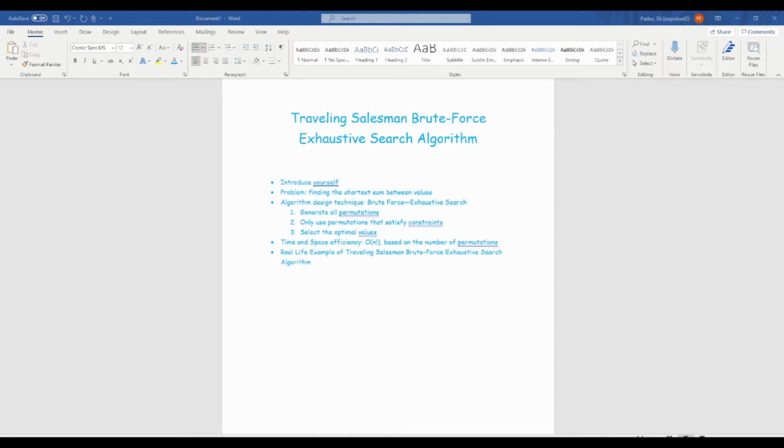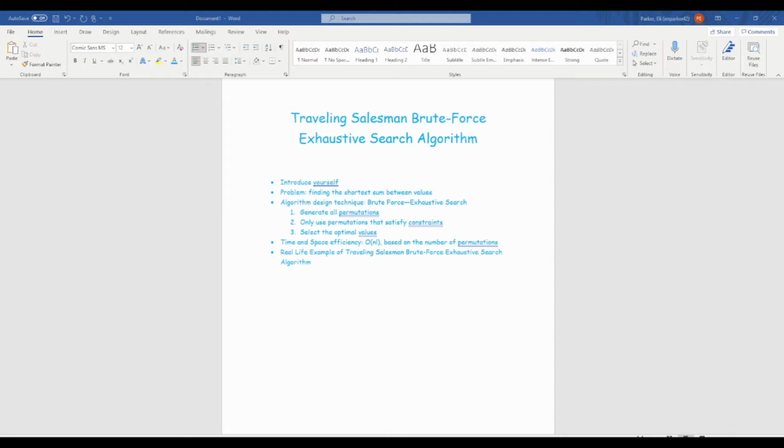The problem that this algorithm solves is finding the shortest sum between values. Like if you're taking a trip to different cities, say you start at one point and you want to find the shortest distance through three cities and come back to your starting point. You go through this process and see which sums of distances will be the shortest to optimize your travel time, and it would definitely help you on your gas or maybe your plane tickets and such.